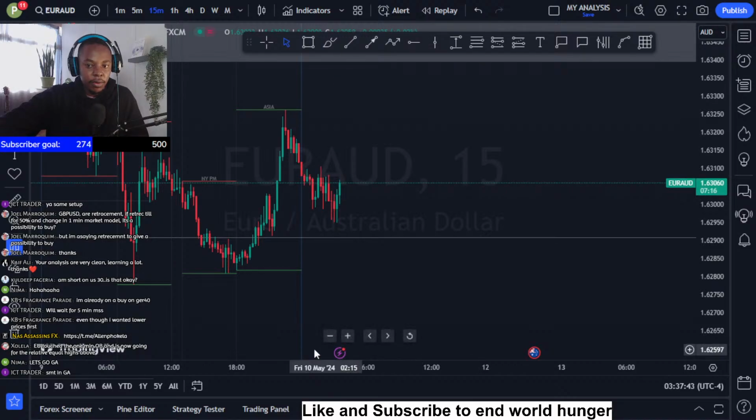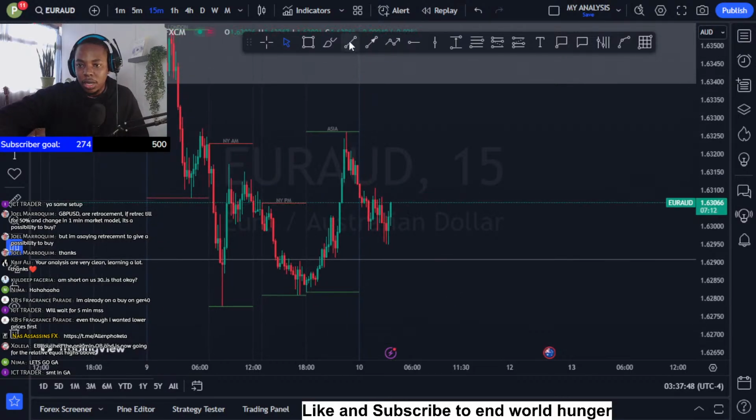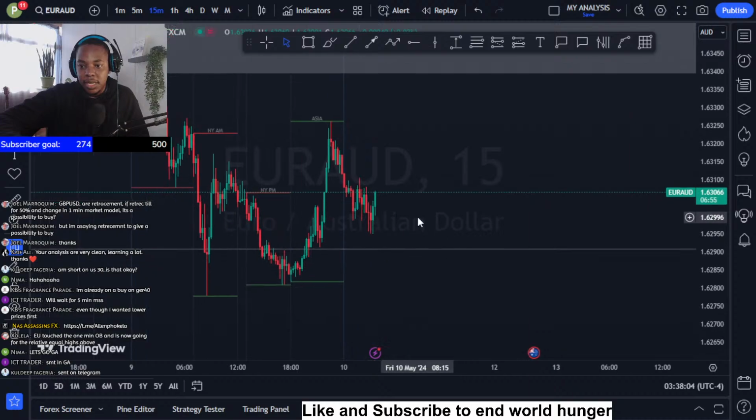Yeah, we do have an SMT. EA failed to take out Asia high, while GA is already there. It's already up there. So yeah, I can see the SMT. In this case, GA is the stronger one. EA is the weaker one.